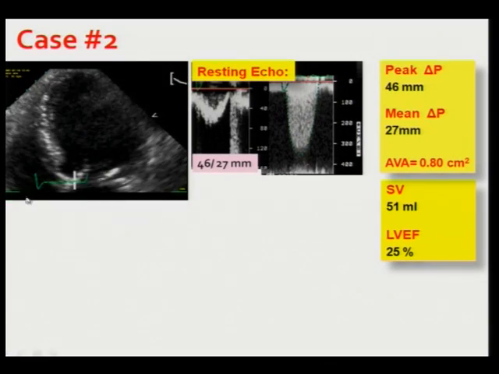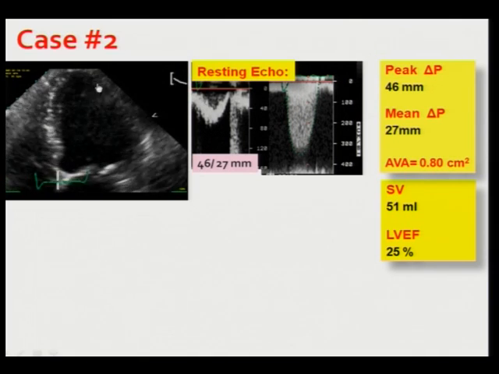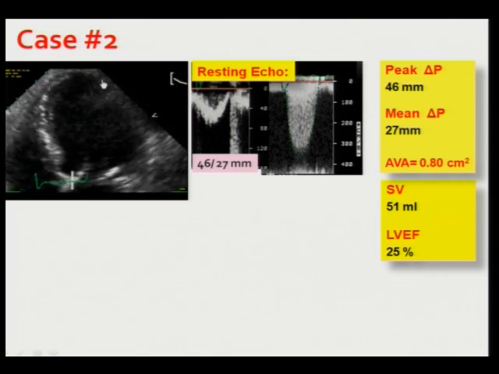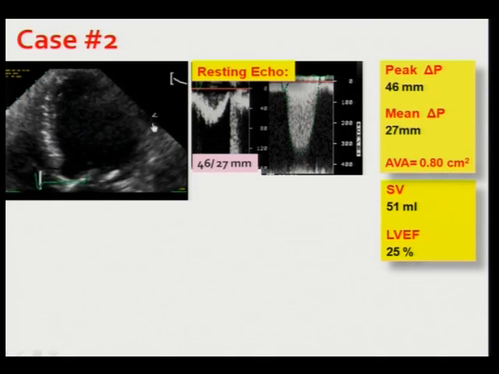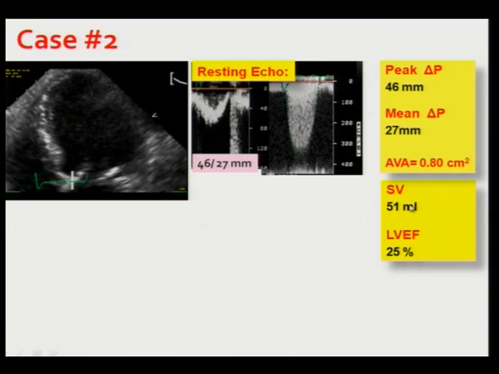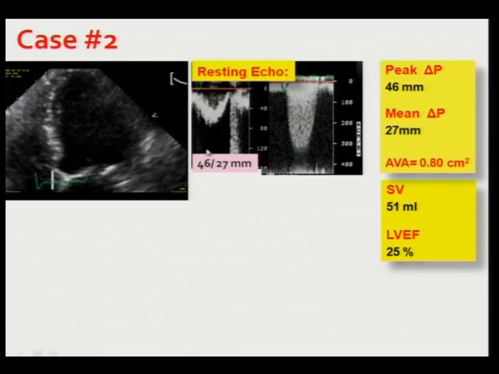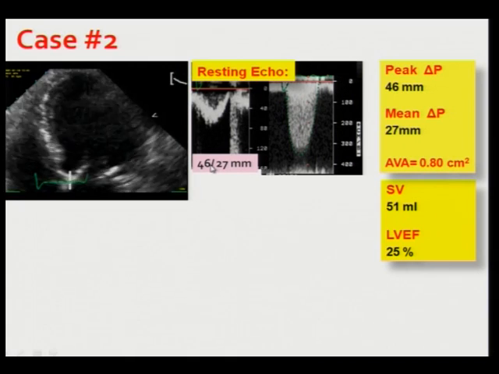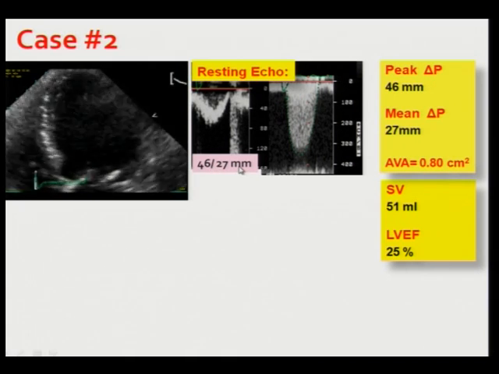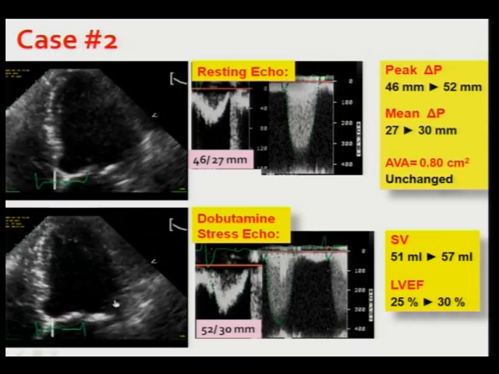Let us take another example of a person who has a dilated left ventricle and LV dysfunction. You can see this left ventricle is dilated and diffusely hypocontractile, and the ejection fraction when we calculate it is only 25% with a stroke volume of 51 ml. The resting echo showed a peak gradient of 46 millimeters of mercury and a mean gradient of 27 millimeters of mercury. So we did a dobutamine stress echo for this person.